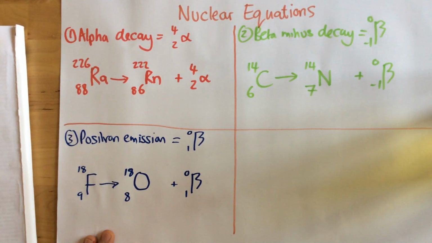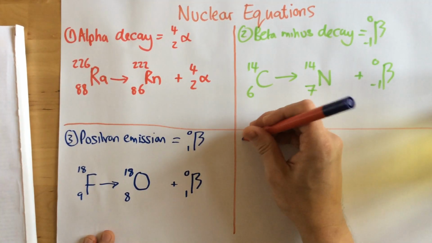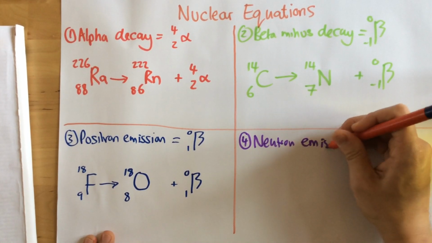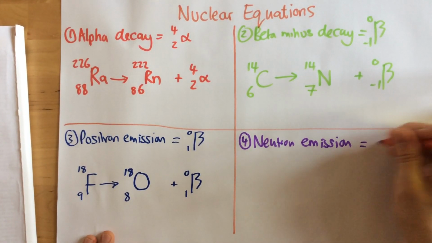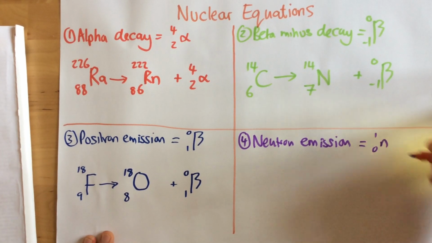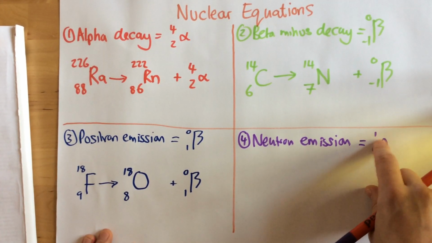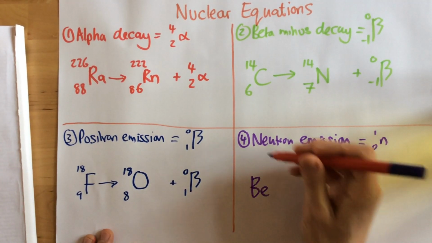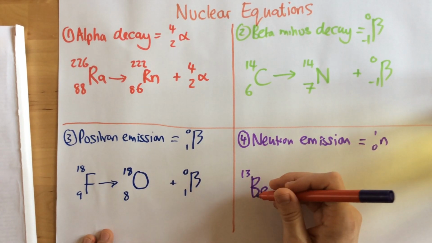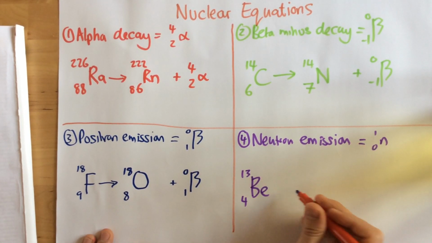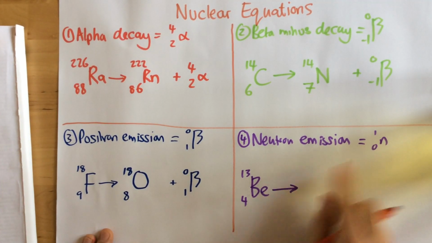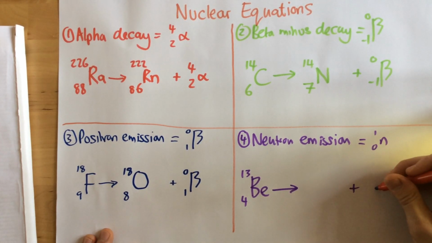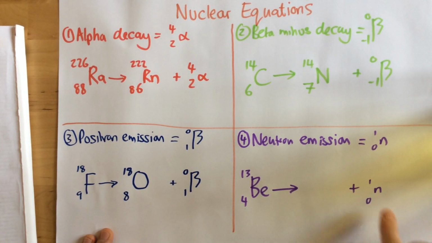Now finally, the last one is neutron emission. Remember, emission just means if something's emitted, it just means it's given out. So my neutron is that. Remember, a neutron obviously has no protons and it has 1 neutron. Let's imagine I was doing the neutron emission of this particular isotope of beryllium. When this beryllium decays, it gives off 1 neutron. So again, I know that is my neutron.